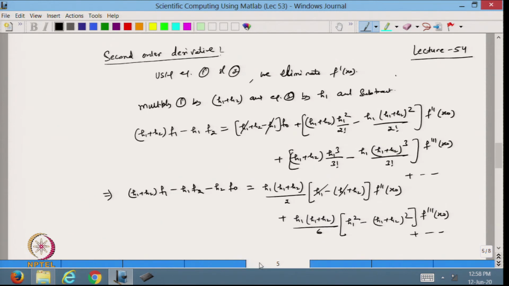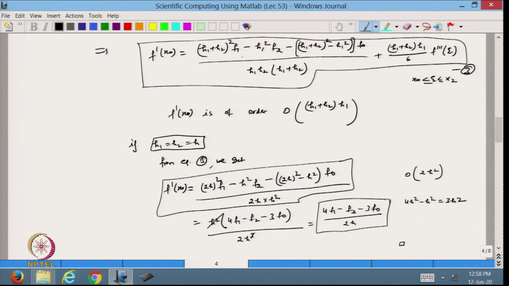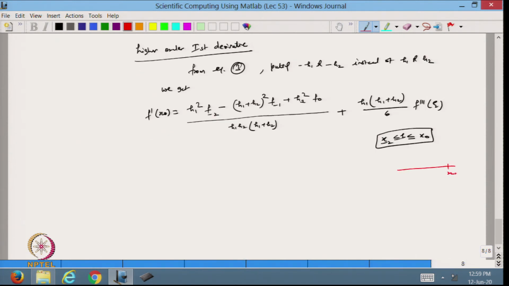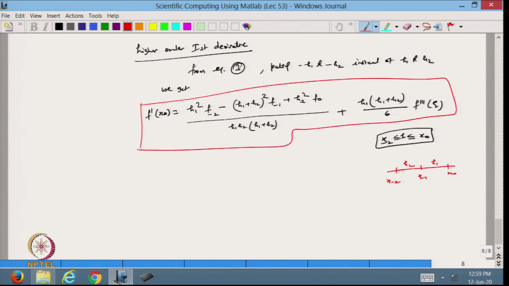Actually, if you see in this case, this h1 and h2 was this one. It was my x0, x1 and x2. So, it was my h1 and this is my h2. Now I have x0, x minus 1 and x minus 2. So, I am writing this as h1 and h2 just to write the same expression, but otherwise you can also write this as h0 or h1. It does not matter, but we are going forward. So, that is the expression for the first order derivative using the backward.